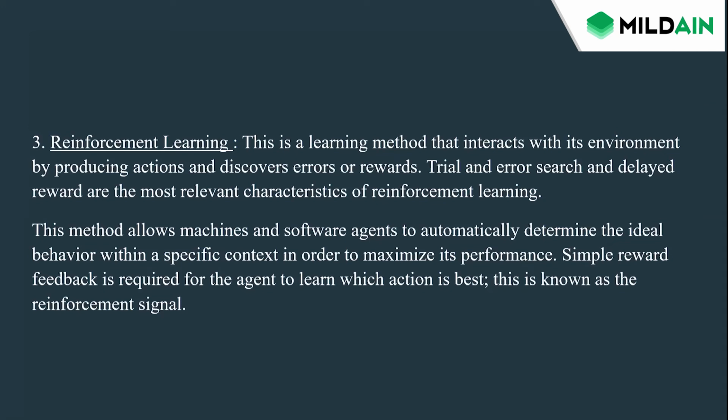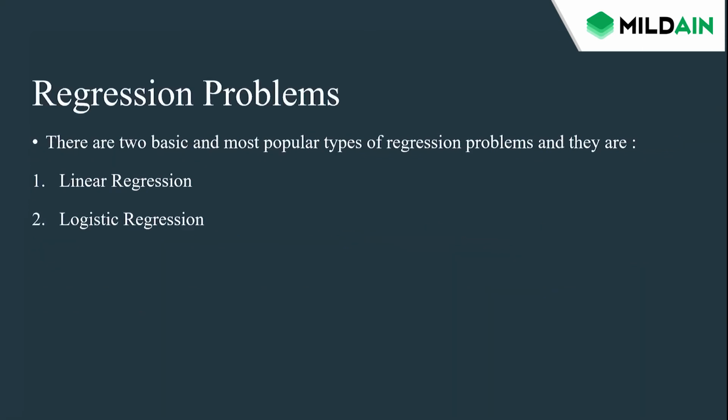Reinforcement is a combination of what? Both supervised and unsupervised. This is a learning method: interact with the environment, producing actions and discovering errors or rewards. This is trial and error search directed towards the most relevant characteristics. This is the combination of both of these.